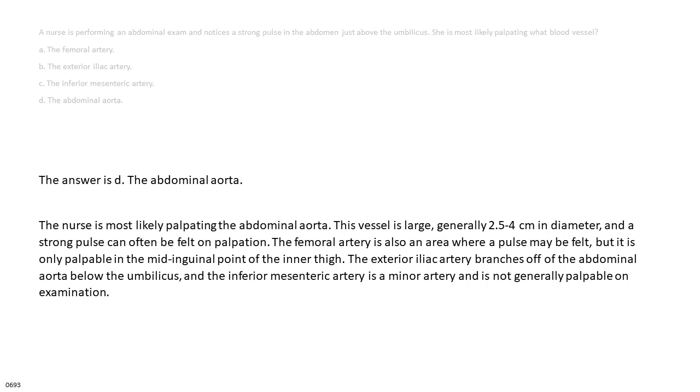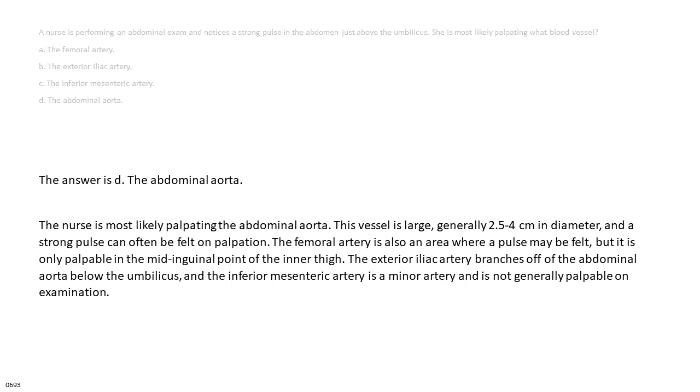The answer is D. The abdominal aorta. The nurse is most likely palpating the abdominal aorta. This vessel is large, generally 2.5 to 4 centimeters in diameter, and a strong pulse can often be felt on palpation. The femoral artery is also an area where a pulse may be felt, but it is only palpable in the mid-inguinal point of the inner thigh.